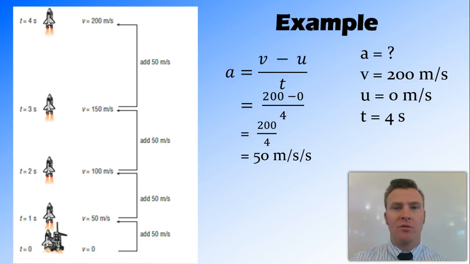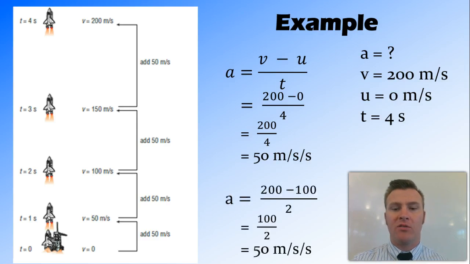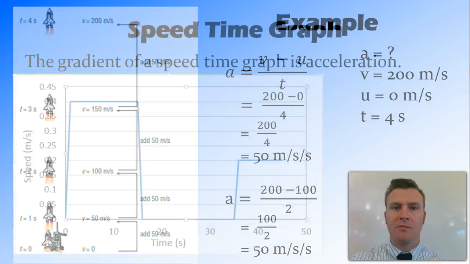Now I chose to use t equals 0 and t equals 4. You don't need to do that. If I'd chosen, for example, to look at t equals 4 and t equals 2, we can see that going from 100 to 200, so the final velocity is 200 meters per second, initial velocity is 100 meters per second. There's 2 seconds in which that happens, so 100 divided by 2, 50 meters per second per second. So it doesn't matter where we measure this from, we're going to get the same thing because it's a constant acceleration.